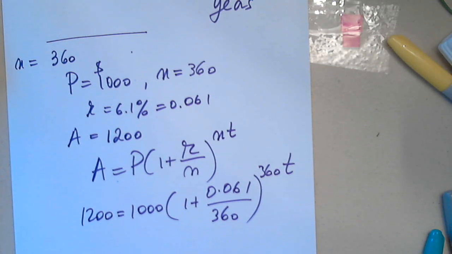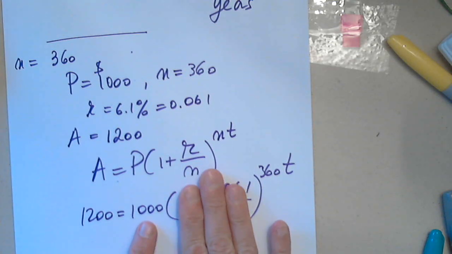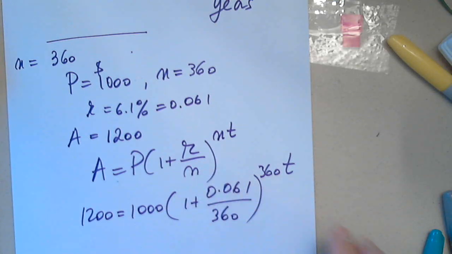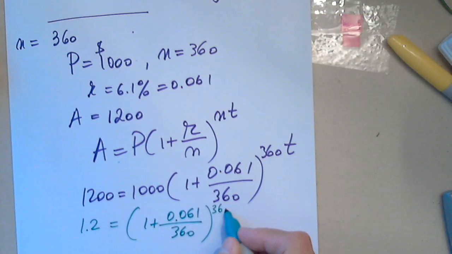Any questions so far? I will try to simplify as much as I can. I will not perform this operation. I want it exact, as is. But I will definitely divide both sides by 1,000. So I will get on the left-hand side 1.2 equals 1 plus 0.061 over 360 raised to 360t.